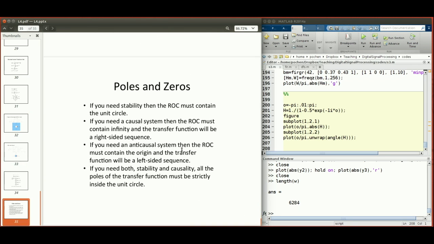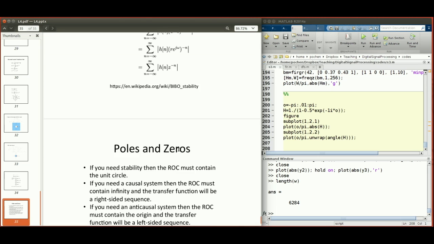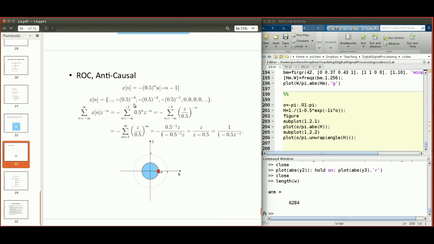And if you need an anti-causal system, then the region of convergence must contain the origin. That's the canonical example of an anti-causal system, right? It has zero amplitude at all positive time and non-zero amplitude at negative time. So it's a left-sided transfer function or impulse response, right? And its corresponding region of convergence is going to look like that. So the point zero is going to be inside of the region of convergence, right?